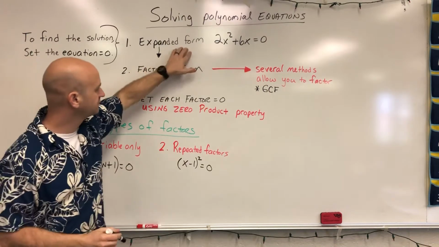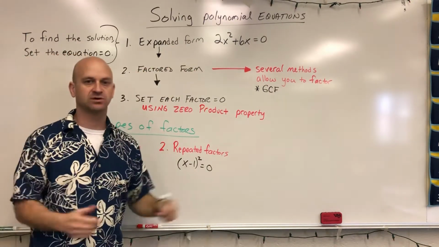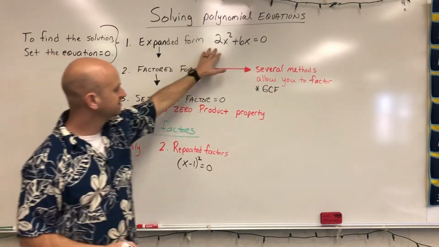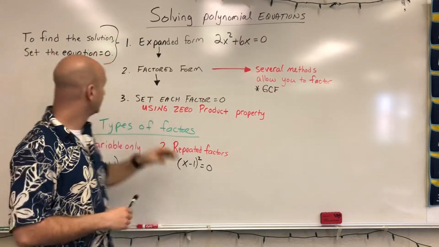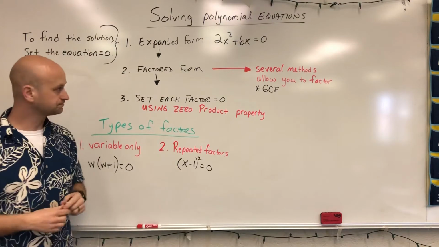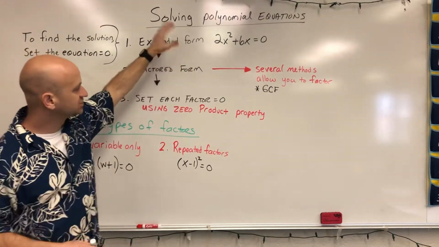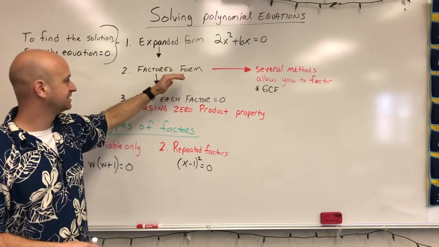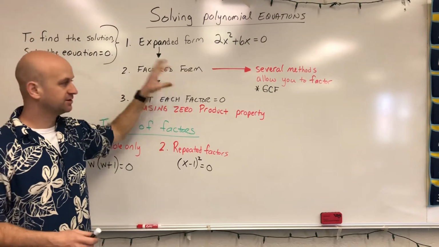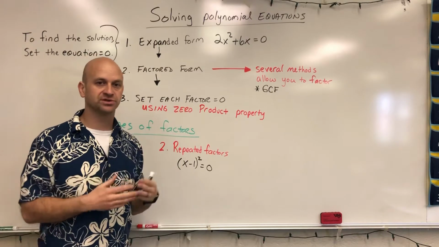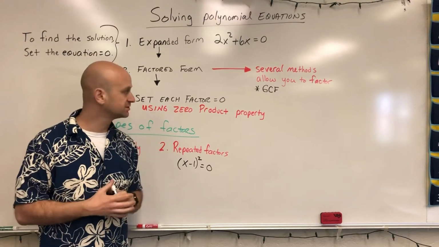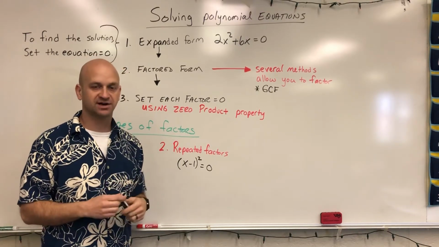So what we need to first talk about is what an expanded form of a polynomial is. An expanded form would be something like this, 2x squared plus 6x, and then we're going to set it equal to 0. All right, now, to solve this, we need to get it into factored form. Now, there's going to be several methods that allow us to factor. So far, we are only going to cover what we're going to determine as the greatest common factor.